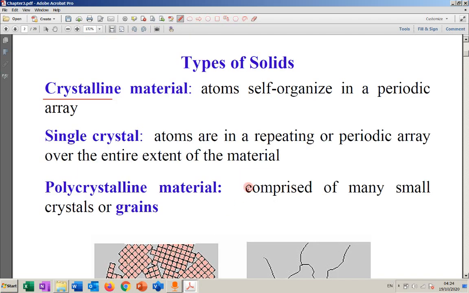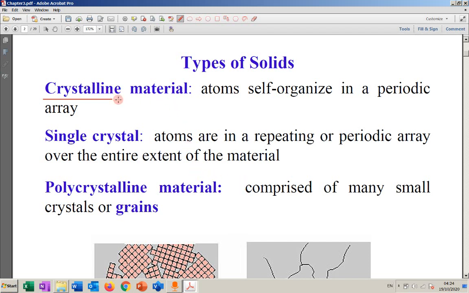So why do atoms try to arrange themselves? To have a minimum energy at the state they are in, to have a minimum energy. We'll show this on the graph.